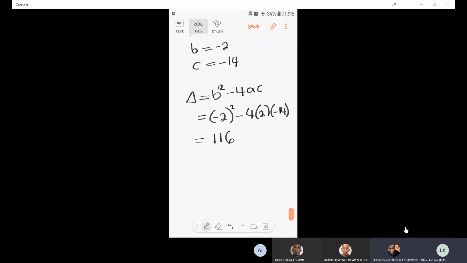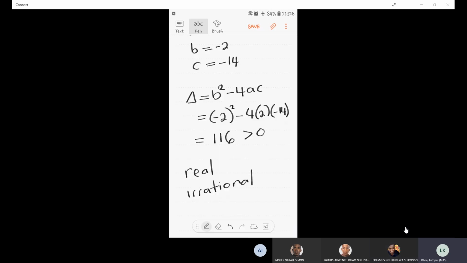Okay, so then depending on what your discriminant is, you look at your table again. So 116 is greater than 0. So this means I will have real roots. And it is not a square number. So that means my roots will be irrational.